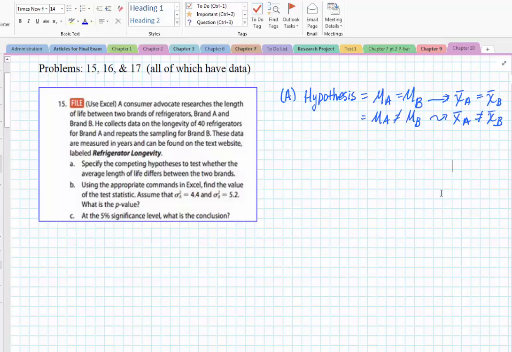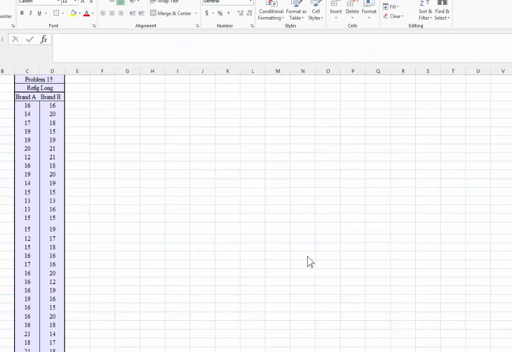Now we're going to go in Excel and compute the value of the test statistic. So what you want to do is stop this video right now and go get the data out of chapter 10 called refrigerator longevity, and then meet me back here. So here I've pulled up the refrigerator longevity problem. Mine looks probably a little different than yours. I colored it and organized it a little bit, but basically same thing.